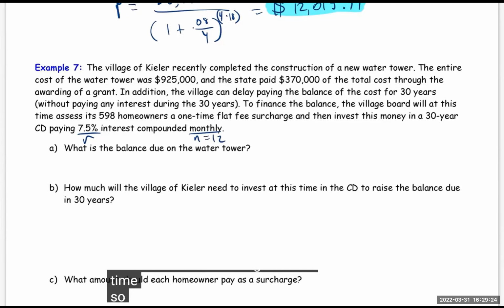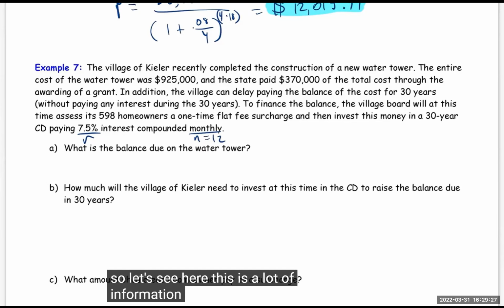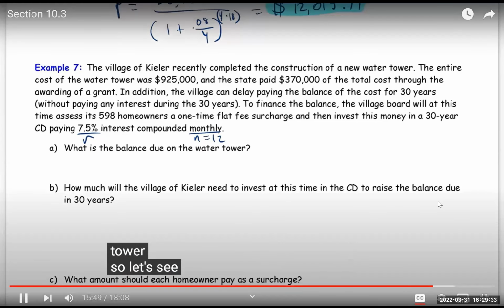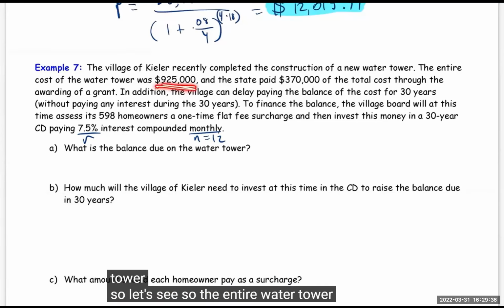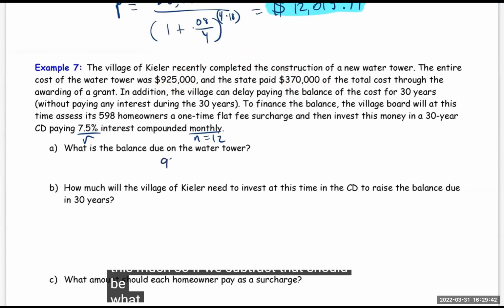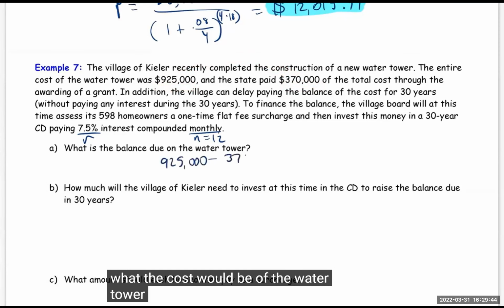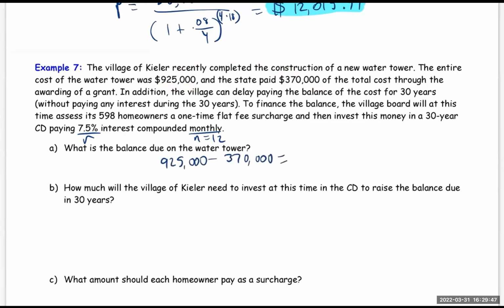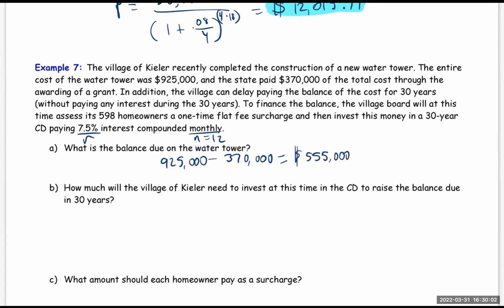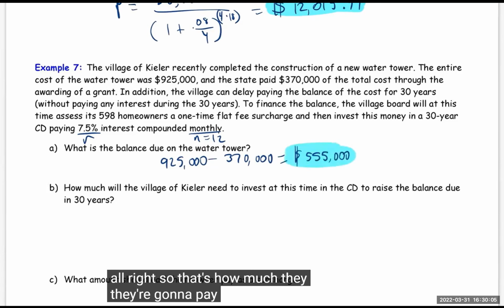What is the balance due on the water tower? All right, so let's see here. This is a lot of information. So the entire water tower cost this much, and then the state paid this much. So if we subtract, that should be what the cost would be of the water tower. So let's do that subtraction. 925,000 minus 370,000. I'm getting 555,000. All right, so that's how much they're going to pay.